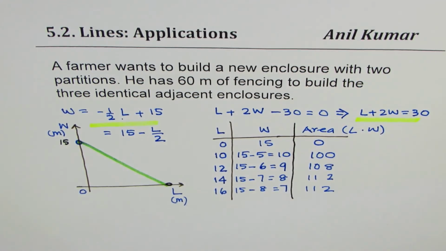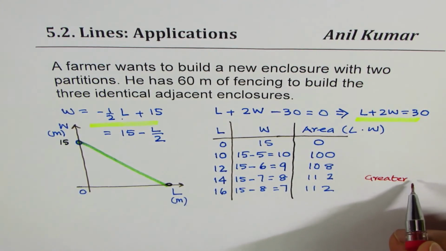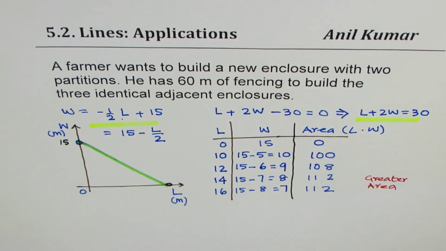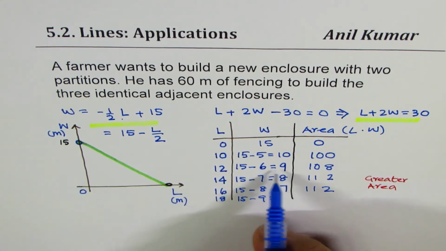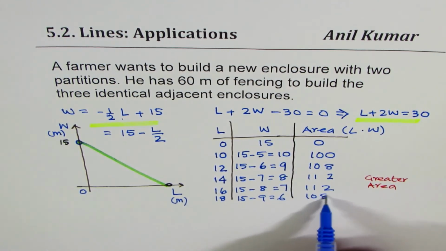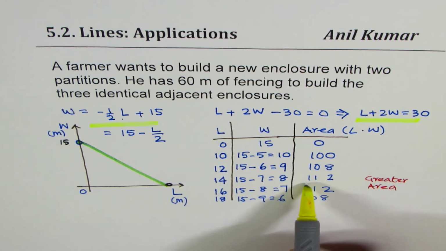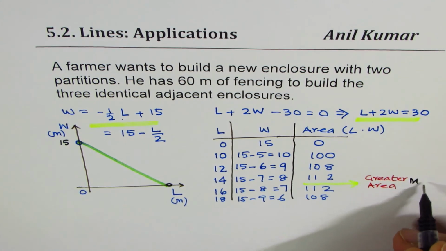So it seems that greater area is almost here. If I take a value which is 18, for example, I'll get 15 minus 9, which is 6. And 6 times 18 will give me 108. So you see the values? What we see here is that the area increases for different dimensions, right? Somewhere in between, we might get the maximum area. Do you see that?